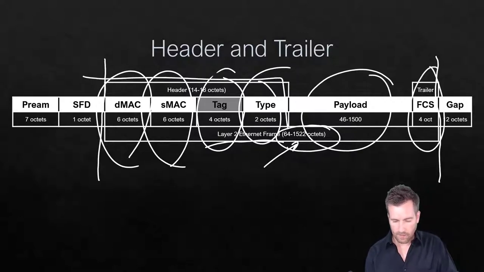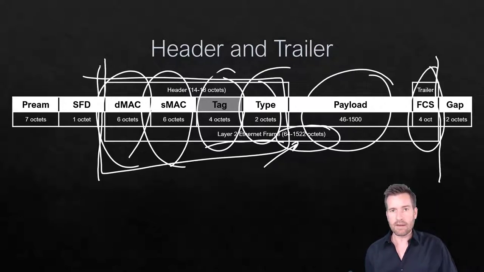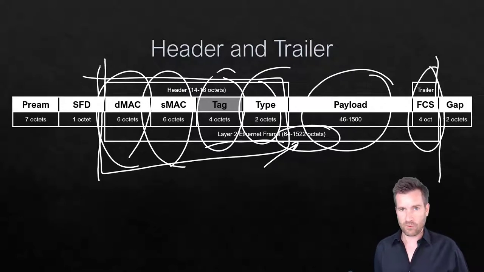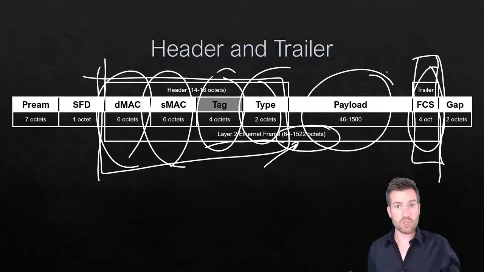This front part right here is the header, and the header is everything that's needed for this frame to be delivered to its destination, versus the trailer, which has some information to check to make sure that the frame arrives at the other end successfully. And so let's dive into each one of these components here.